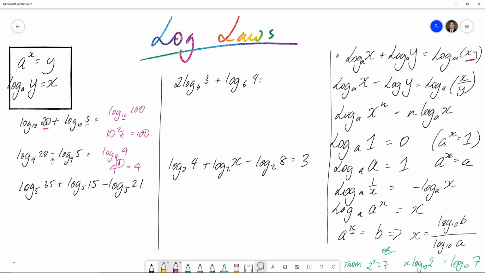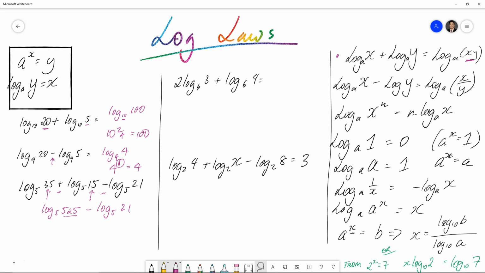The next one, we've got 3 terms, and we're just going to work left to right because it's just addition and subtraction involved. So let's do that first. We've got 35 times 15, which is going to give you 525. So we'll have log base 5 of 525, and then we're going to subtract log base 5 of 21.